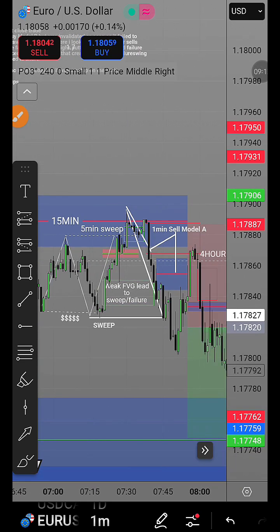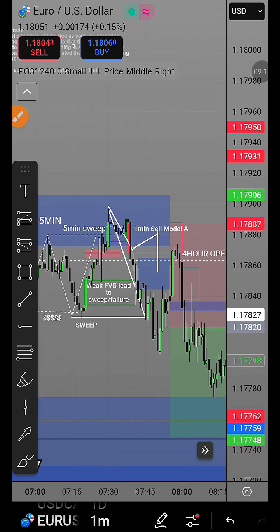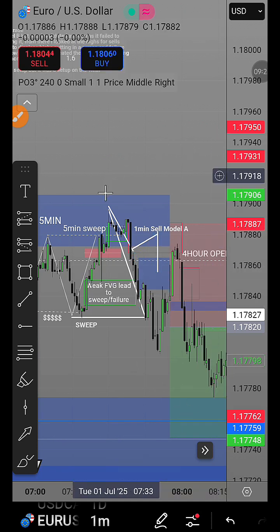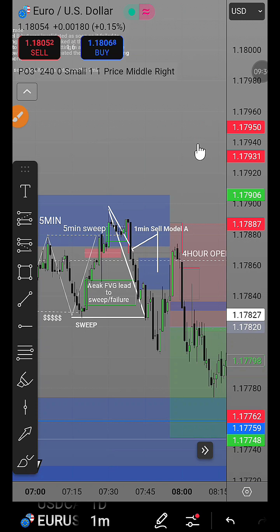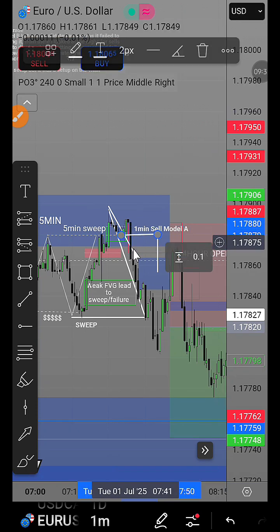And here you can see we got a 1-minute sell model A, and we got a 1-minute sell model B. Let's go over the A first. The A is super simple. It's this here. It's this that I showed you here. Super easy.